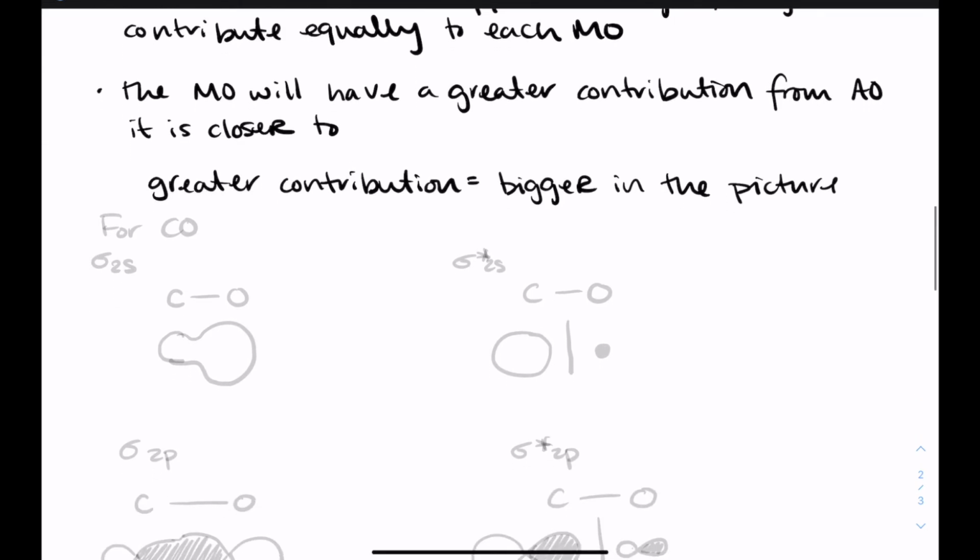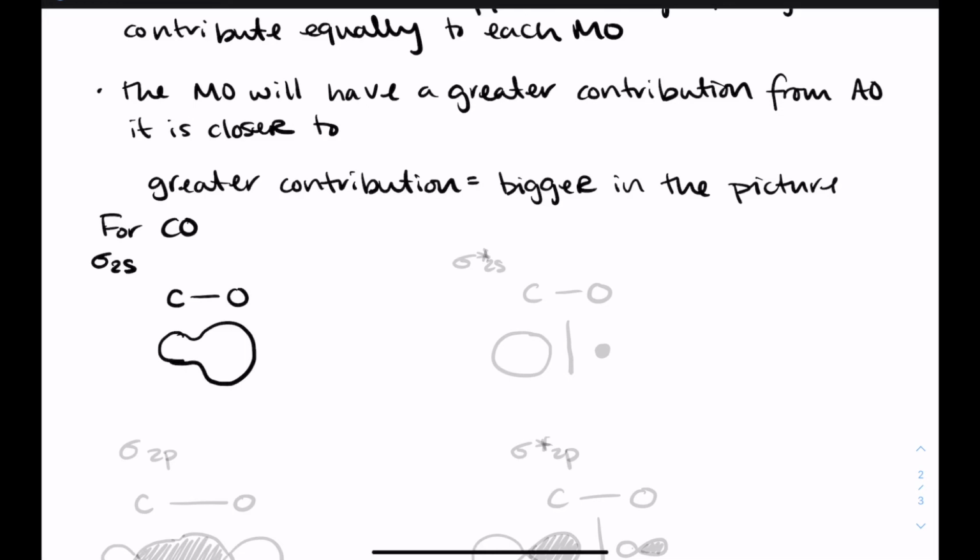So now the sigma 2s, it's the 2s orbital on carbon, the 2s orbital on oxygen. You bring them together. This is a bonding picture. It should have a bigger contribution from oxygen, which is more electronegative, which means I'm going to draw it bigger in the picture. So what used to be a very symmetric drawing looks like it has been blown up on the right side, right? I have a bigger contribution from oxygen because they were closer in energy.